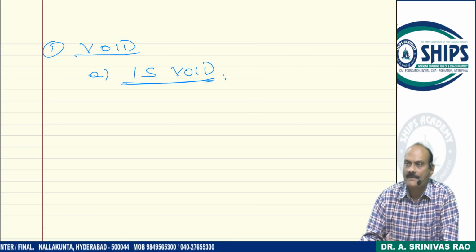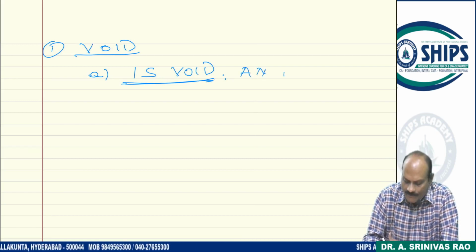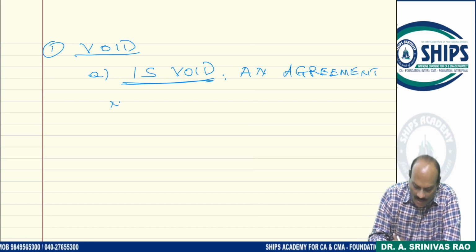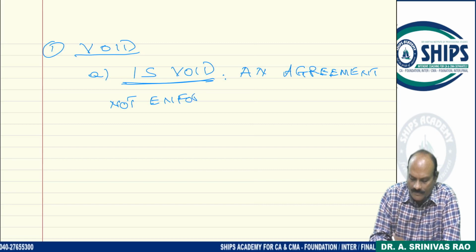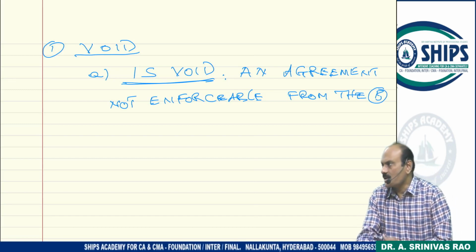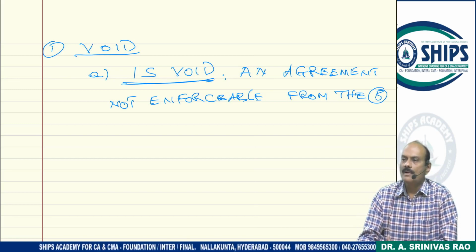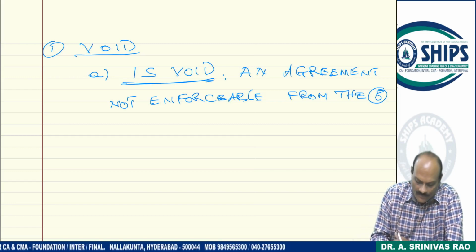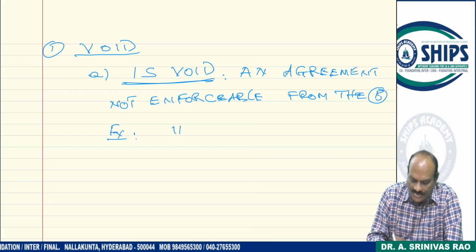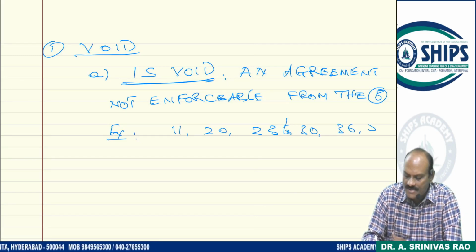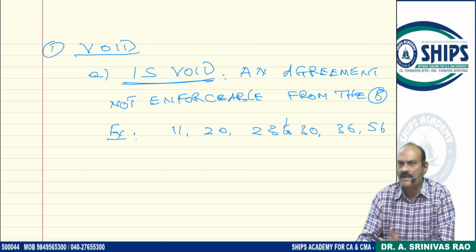Is void means an agreement not enforceable from the beginning, meaning right from the inception it is not valid. Example: what example can you write? Section 11, section 20, section 23 to 30, section 36, section 56. All void agreements only, no?